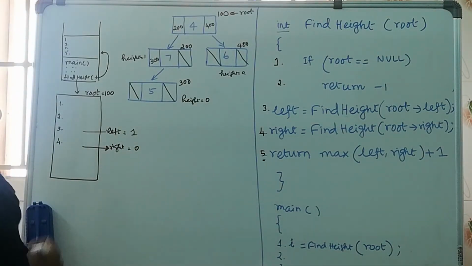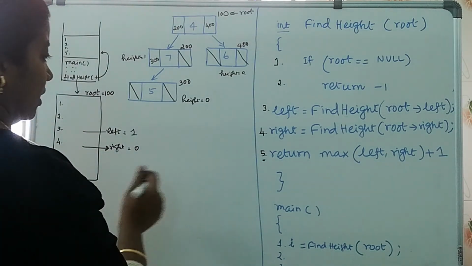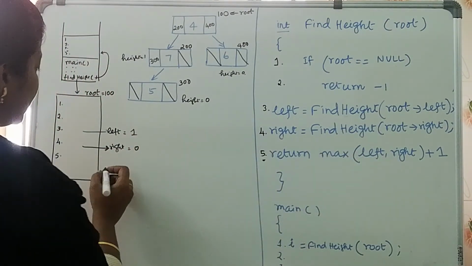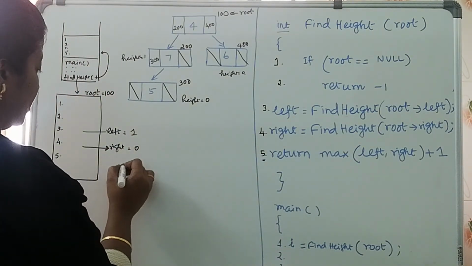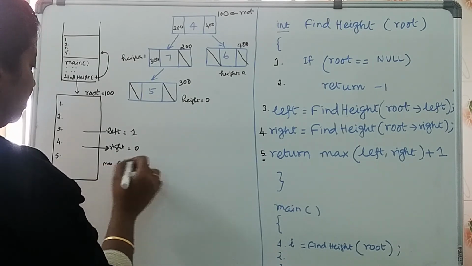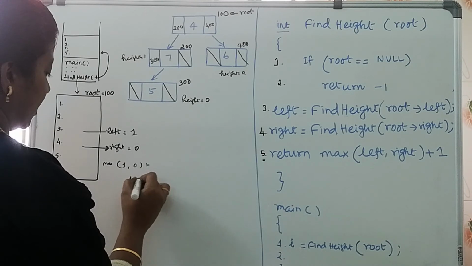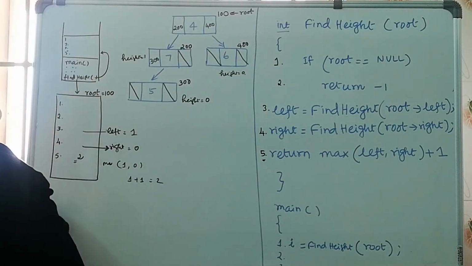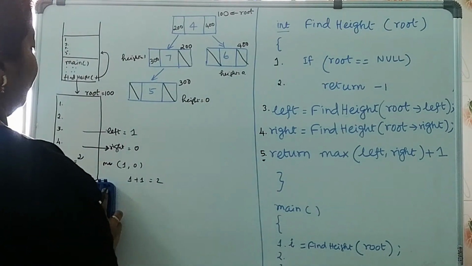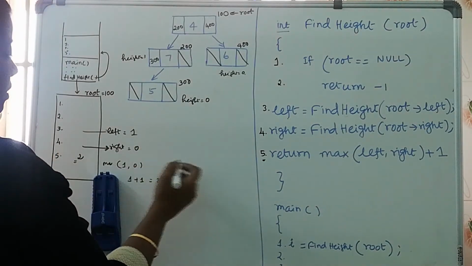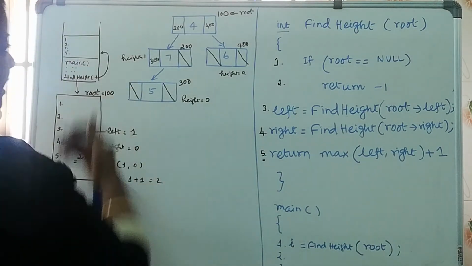Fine. Now let us understand line number 5. What is line number 5? Return max of left comma right. Left is 1, right is 0, and the max of these values is 1. 1 plus 1 equal to 2. So 2 gets returned to the function from where it has been called.